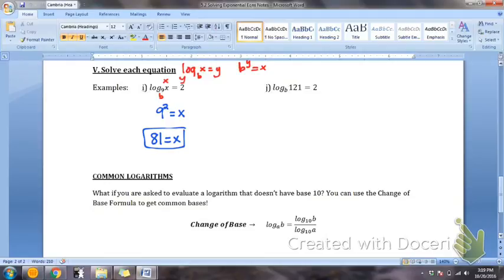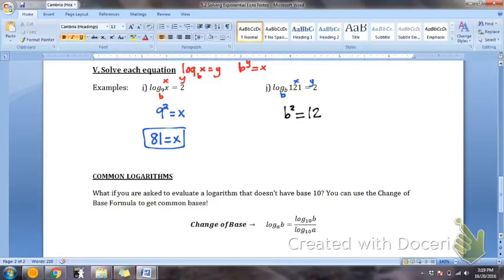Okay. Try letter J. Change it into b to the y equals x. What do we get when we change it into b to the y equals x, Josh? You get b to be 11. No. That was not my question. Oh. What do we get when we change it into exponential form? B squared equals 121. Perfect.